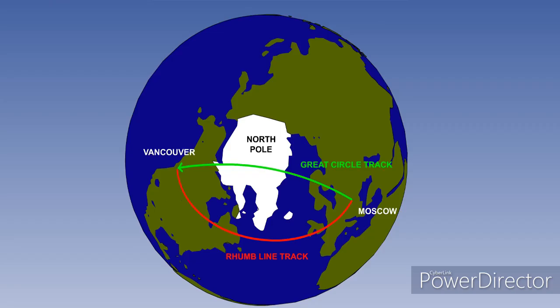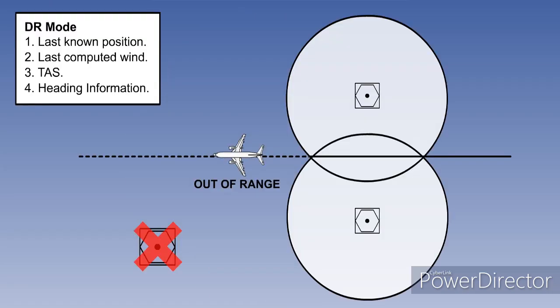However, because the distances between DME stations is unlikely to be more than 300 nautical miles when operating on overland airways, there will be little difference between rhumb line and great circle distances. If out of range of VOR DME stations, the system reverts to dead reckoning, or DR mode, where it updates the position by means of IRS and GPS information, if incorporated, or last computed wind, true airspeed, and heading information, if not. Operation in this mode is time-limited.